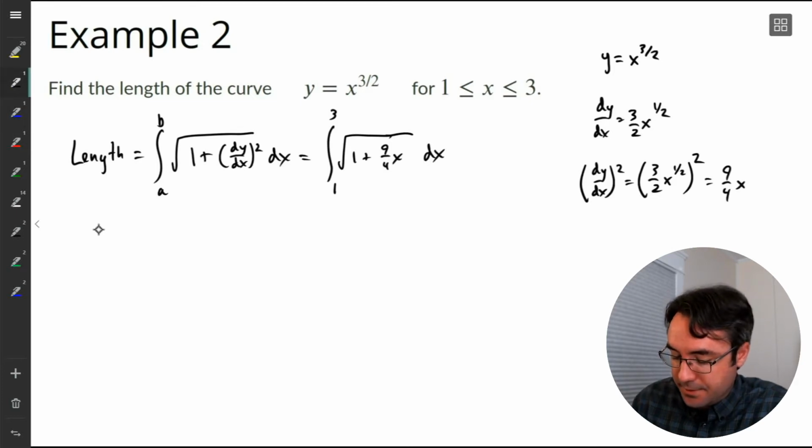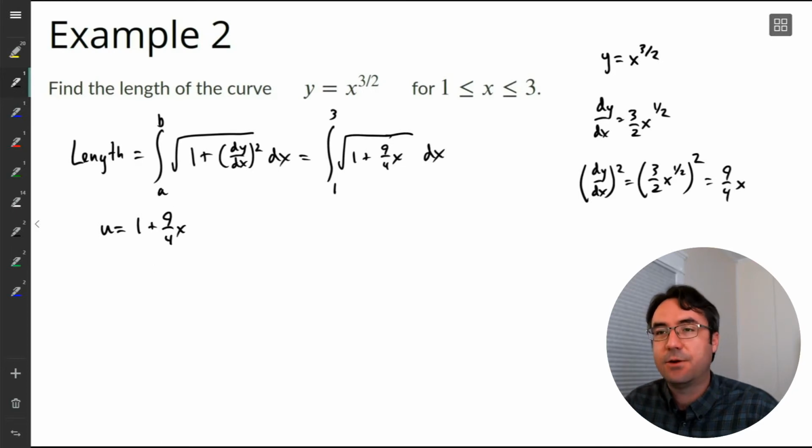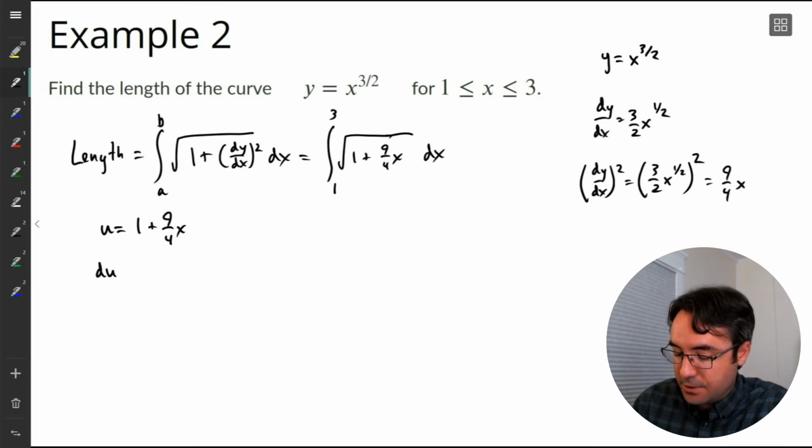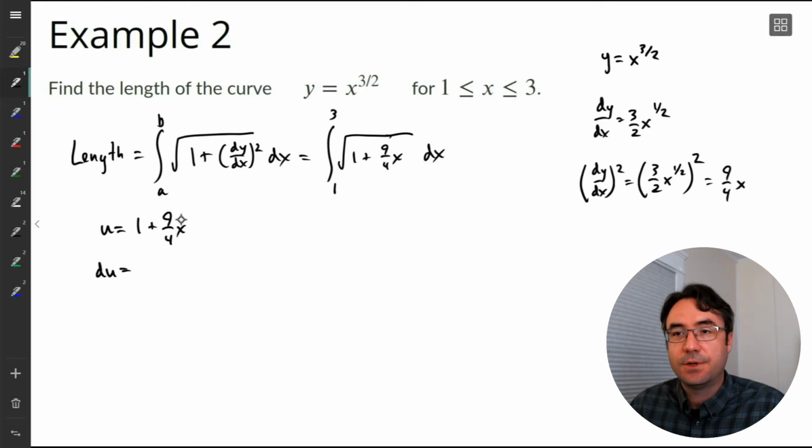So let's actually, we're going to let u equal what's under the square root. So 1 plus 9 over 4x. We're going to calculate our differential for this substitution. So differentiate this, we get 9 over 4 times dx.